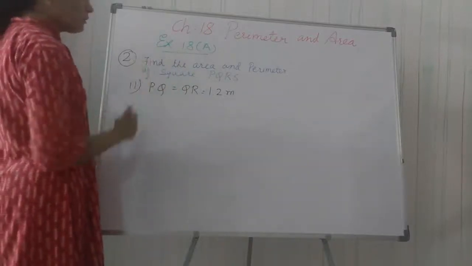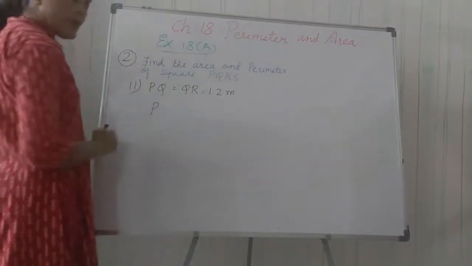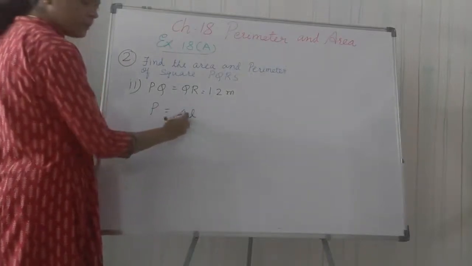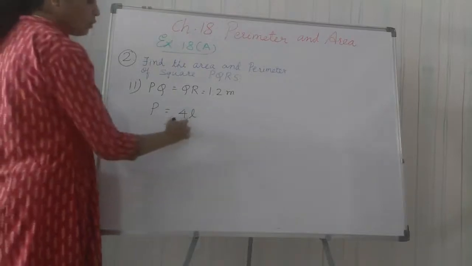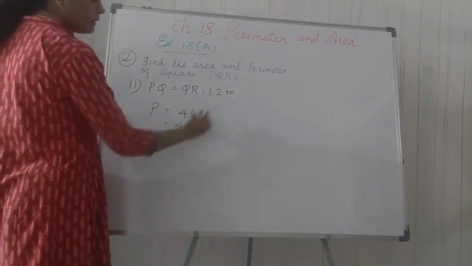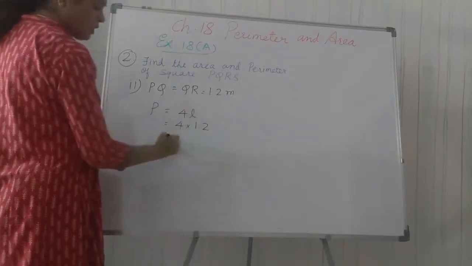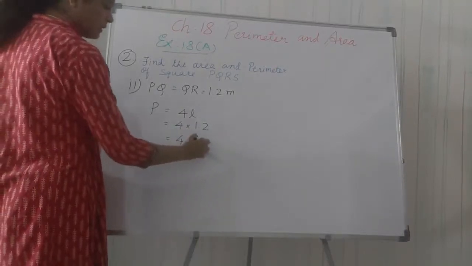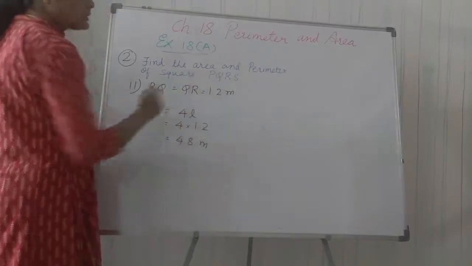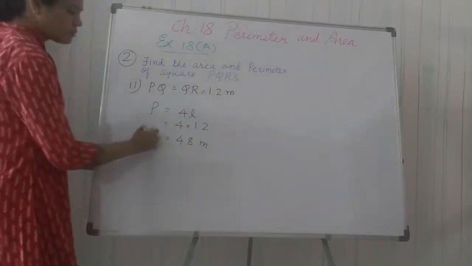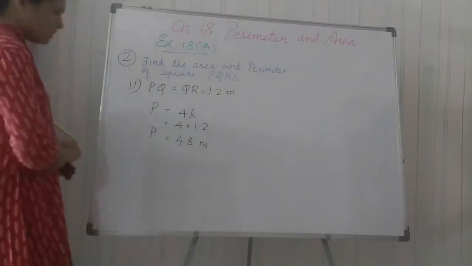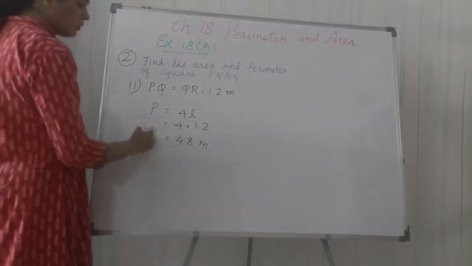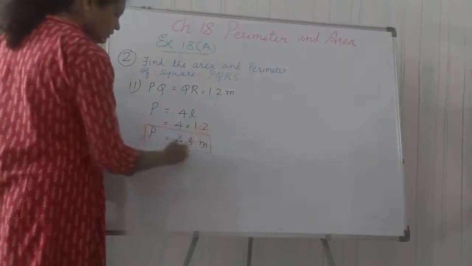So let us start with the perimeter first. Perimeter formula is 4L, or 4 multiplied by the side. So 4 multiplying the side, here 1.2. So now multiplication with 1.2 will become 4.8 meters. As we are given this as meter, the perimeter also we find as meters. So this is the first answer we found as perimeter of the square, right?